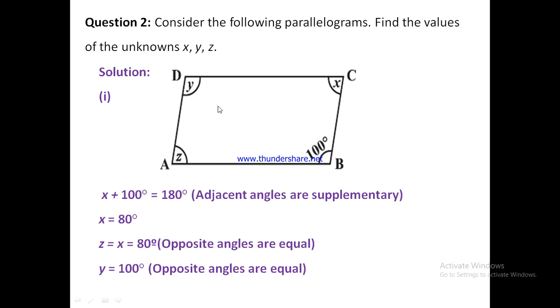First part, it is a parallelogram. Okay, one angle is given 100 degree, and we know that opposite angles are equal, so we can say that y is equal to 100 degree because it is opposite to angle B, and adjacent angles are supplementary, so angle C plus angle B, यानी कि 100 plus x is equal to 180 degree. So x is equal to 180 minus 100, it means 80 degree.